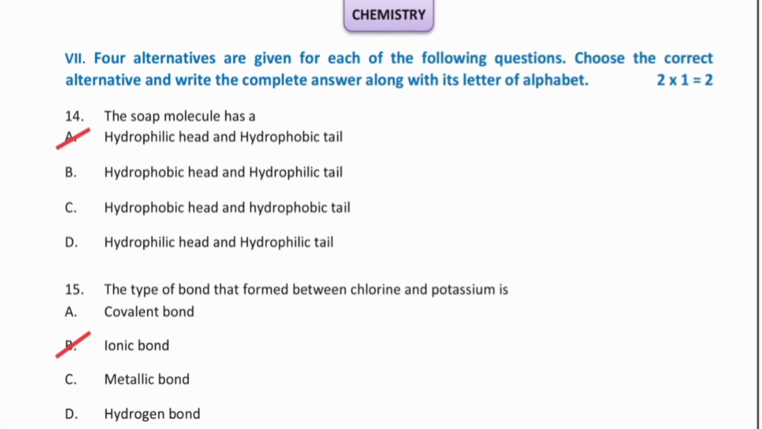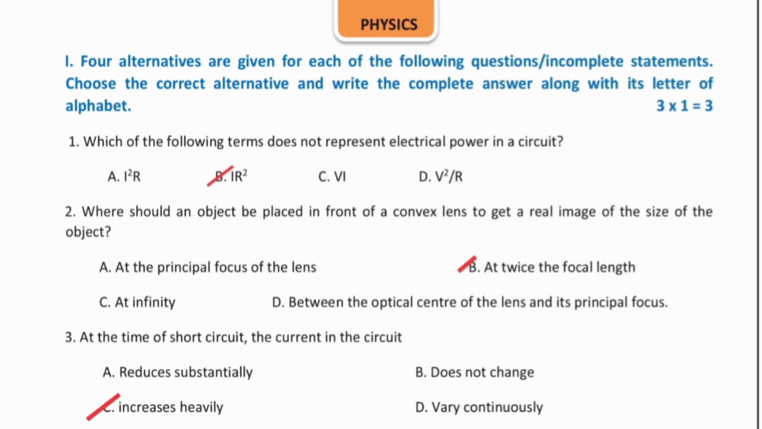The type of bond formed between chlorine and potassium is ionic bond. A bond formed by transfer of electrons is called an ionic bond. Hence, the bond formed between chlorine and potassium is ionic bond. Students, you can write the electron dot structure for chlorine and potassium and check out the kind of bond formed between them.